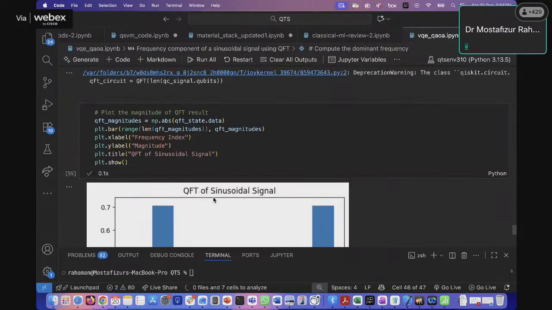I'll share the notebook. Don't worry if you have missed some part of the code. That is not an issue, and this is just a demonstration of the QFT circuit.